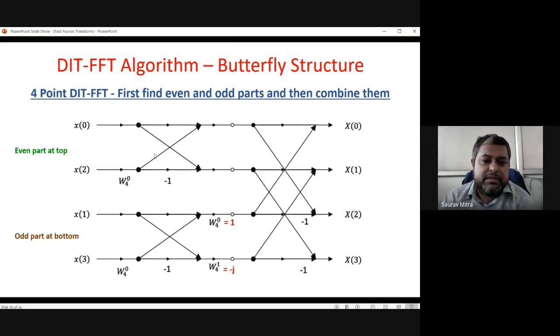So what is the first step? There is a 2-point DFT in the initial stage. So x0 and x2 are there. One link goes up, another goes down, and this minus 1 is a very important factor. In 4-point DIT FFT, there are 4 instances of minus 1. You have to remember the positions of all these. And there is one minus j and there is one 1.